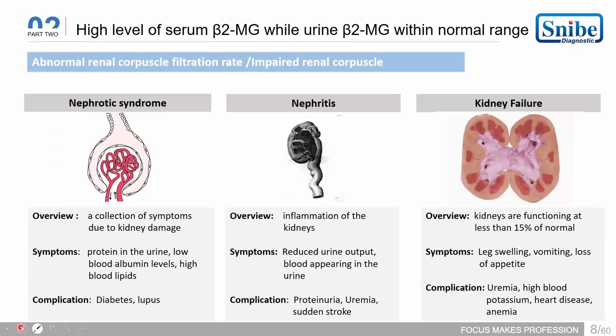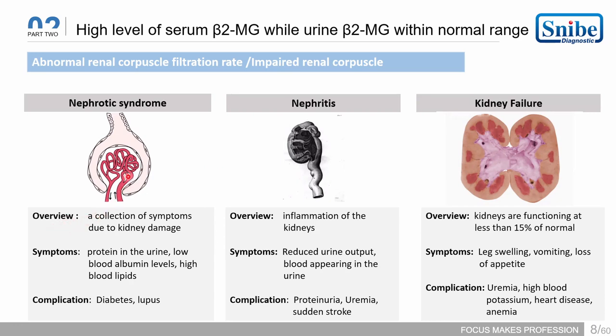So what about high levels of serum beta 2 microglobulin while urine beta 2 microglobulin is within the normal range? So there are two levels of beta 2 microglobulin, one is the urine beta 2 microglobulin, and the other is the serum beta 2 microglobulin. So for nephrotic syndrome or nephritis and kidney failures, with a normal renal corpuscle filtration rate and impaired renal corpuscles, that may lead to an abnormally high level of serum beta 2 microglobulin, and in some cases the urine beta 2 microglobulin is in the normal range.